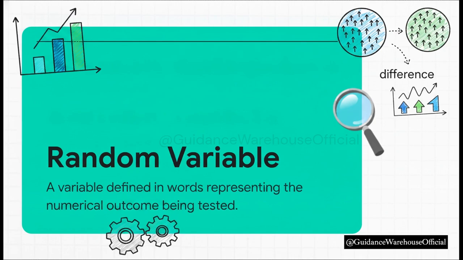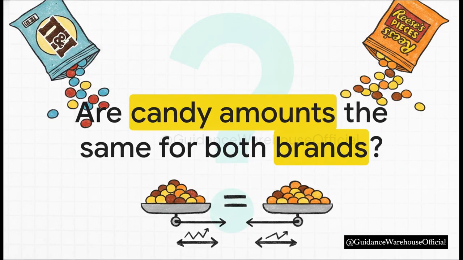So in our stock market example, a random variable would be the difference in the estimated proportions of increasing stocks between those two different exchanges. Let's shift gears and see how this works with our second example, looking at means instead of proportions.